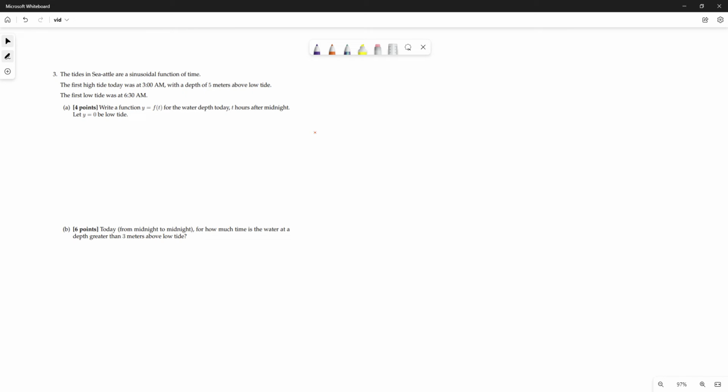Today I'll be explaining how to do a sinusoidal problem. This one is taken off the winter 2018 final exam of the UW website. It says the tides in Seattle are a sinusoidal function of time. The first high tide today, which is the maximum, was at 3 a.m. with a depth of 5 meters above low tide.